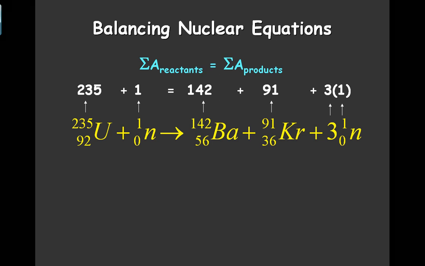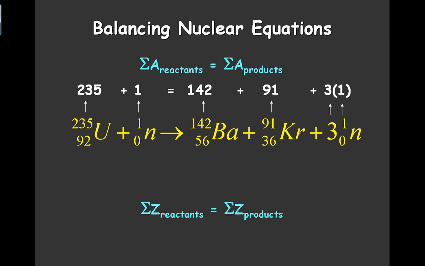So on the left side, the 235 plus the 1 gives us a mass of 236. And then on the right side, 142 from barium, 91 from krypton, and then 3 from the neutrons gives us also a total of 236. So we're balancing equations much like in regular chemistry, except we're balancing the mass number, which is the top number in the symbol, and then we're also balancing the bottom value here.